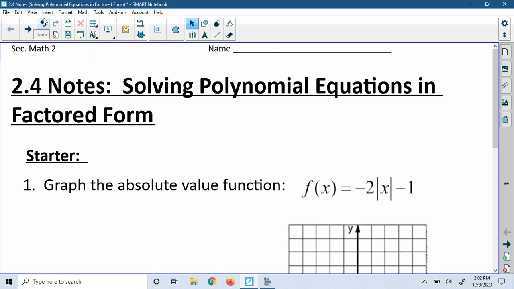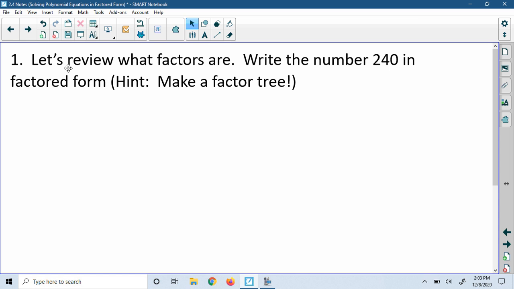Today we're on 2.4, solving polynomial equations in factored form. I actually really like this lesson. I get super excited about it. So if I get carried away in my excitement during the video, please forgive me.